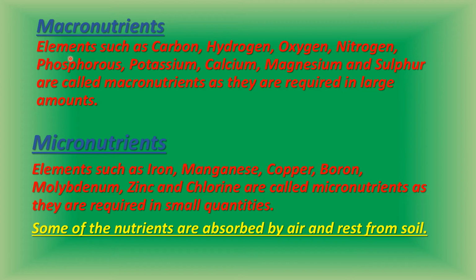So what are macronutrients? Elements such as carbon, hydrogen, oxygen, nitrogen, phosphorus, potassium, calcium, magnesium and sulphur. These are required in large quantity by the crop. That's why these are called macronutrients. On the other side, iron, manganese, copper, boron, molybdenum, zinc and chlorine are required in small quantities. That's why these are called micronutrients.